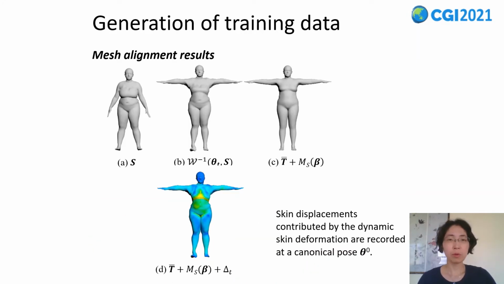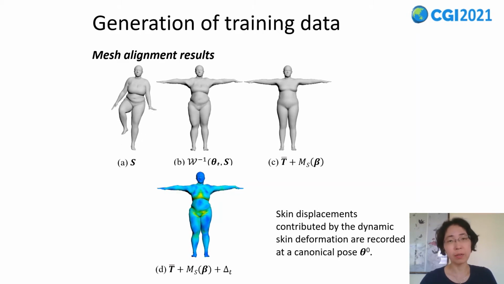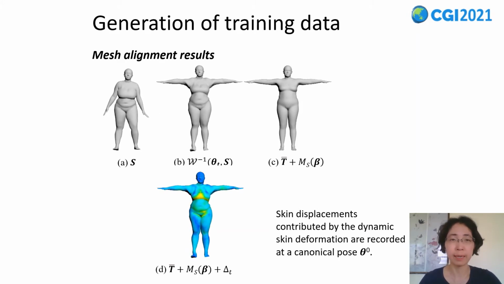This slide shows an example of the results we obtained through the mesh alignment process I just described. A is the data mesh. B is the same mesh at its rest pose through the unposing function, the inverse of the linear blend skinning. C is the best matching simple model found by the optimization. And the per vertex displacements between B and C, the residual skin displacement, is illustrated in D as a color map. The lighter the color, the larger the skin displacement.